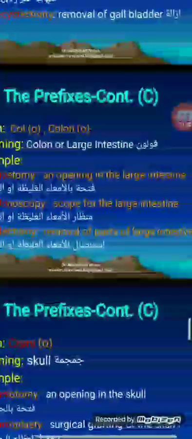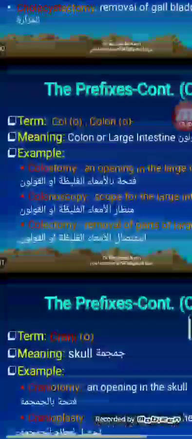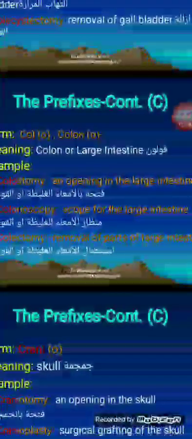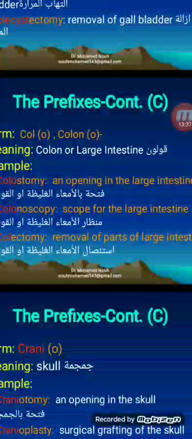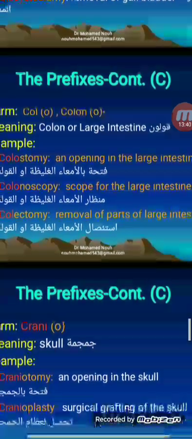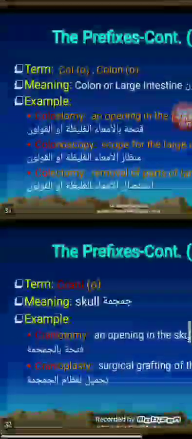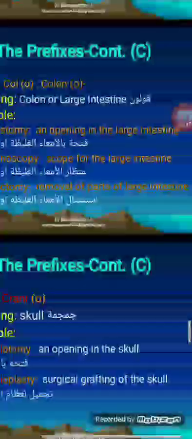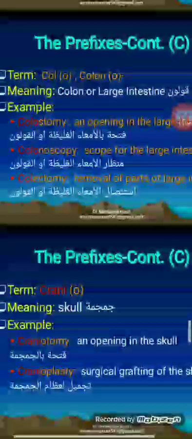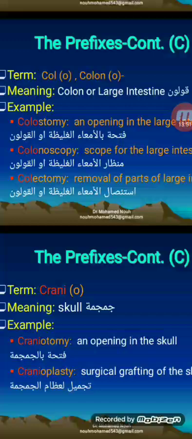Colon is large intestine. Colostomy, an opening in the large intestine. Ostomy means an opening. Colonoscopy, scope of the large intestine. Colonoscopy منظار.